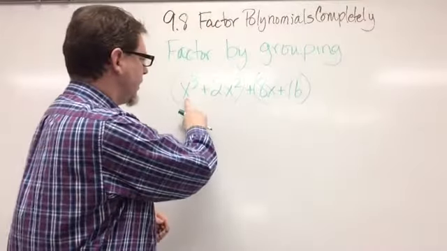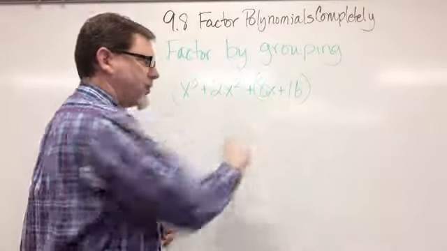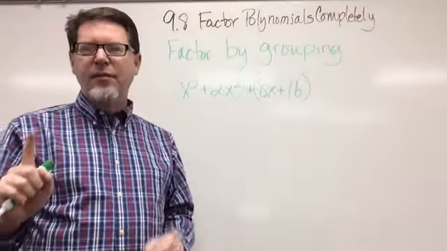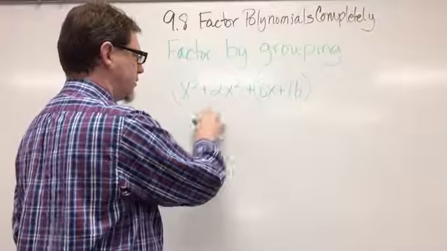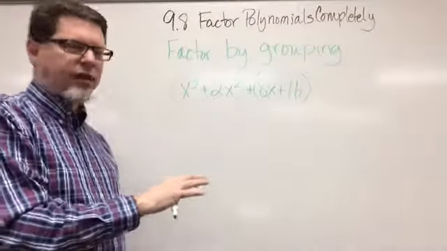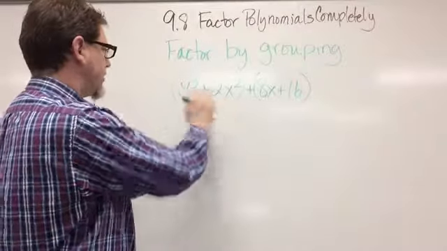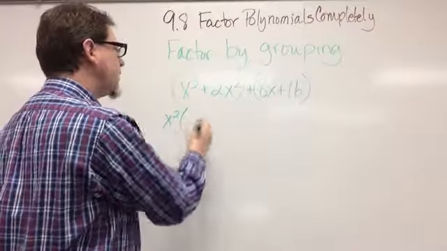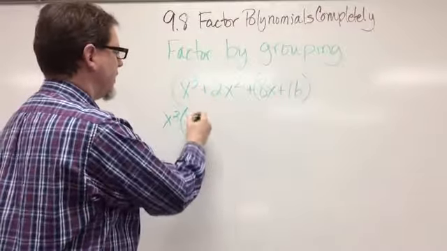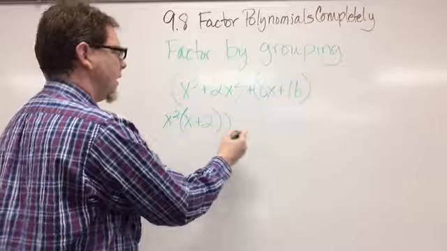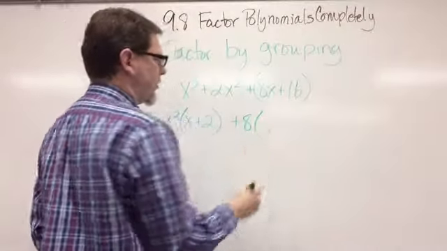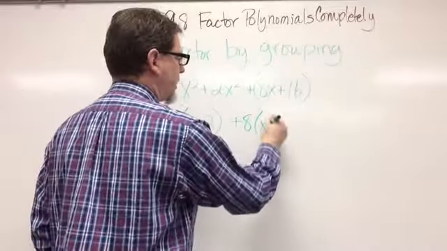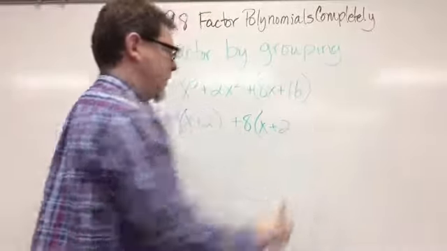Notice that all of my x's are in order by exponent. That's very important. That must happen in order for this to work. So I'm going to group by pairs, and then I'm going to factor out a greatest common factor. The greatest common factor here is x squared. So I divide both by x squared and I get x plus 2, plus the greatest common factor here is 8, and I'm going to factor out 8, so that'd be x plus 2.